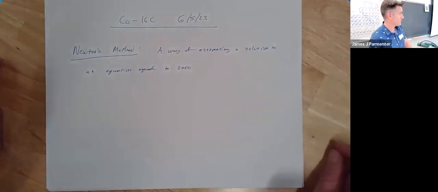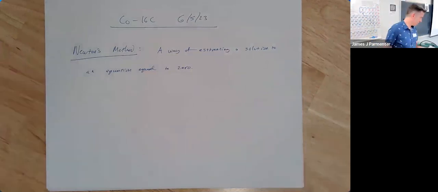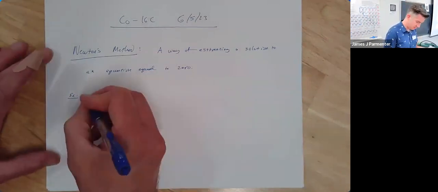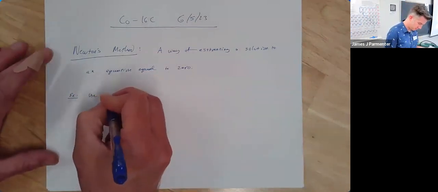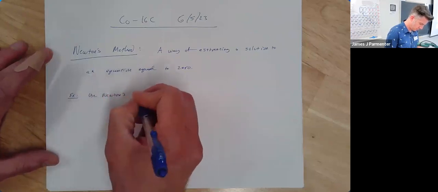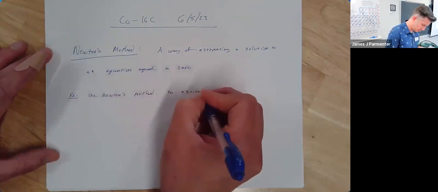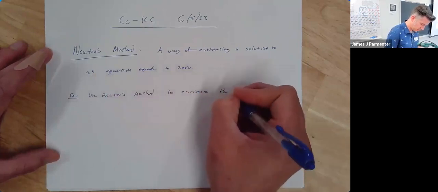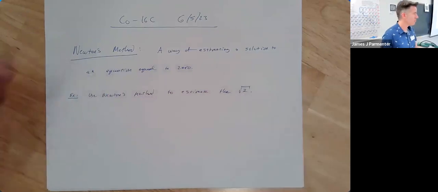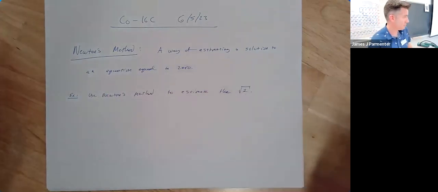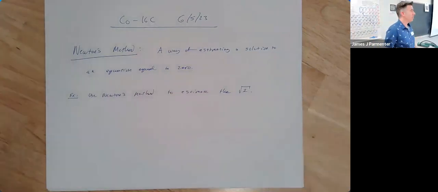Sometimes this gets phrased in the following way. So I'm going to start this off just how I would think of it. For example, I want to use Newton's method to estimate the square root of 2. Which might seem like a backwards way of saying what we're about to say, but it's a perfectly fine place to start.